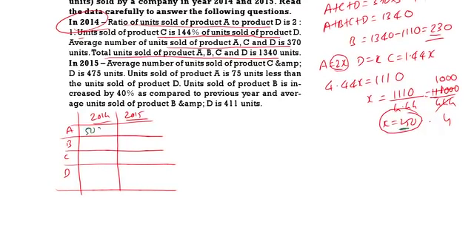So the x value 250, that is equal to 500. B is 230. C is 1.44x, so 1.44 into 250, that is 250 into 144 by 100, which is 360. Then what about D? D is x, x means 250. This is 2014. Now we have to calculate 2015.